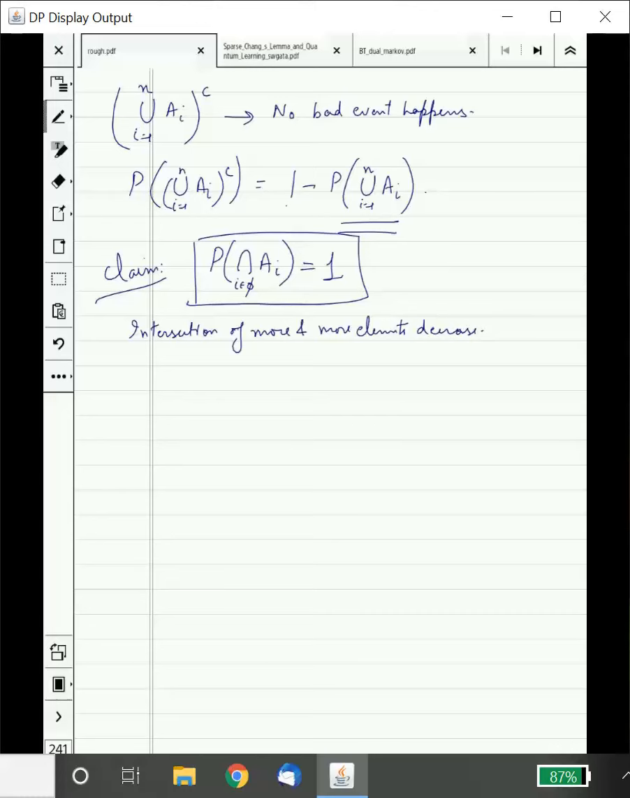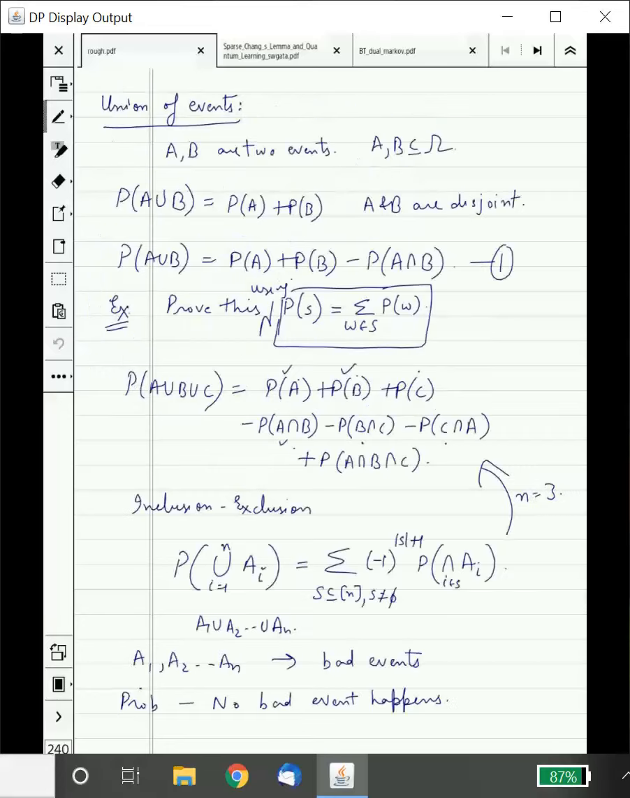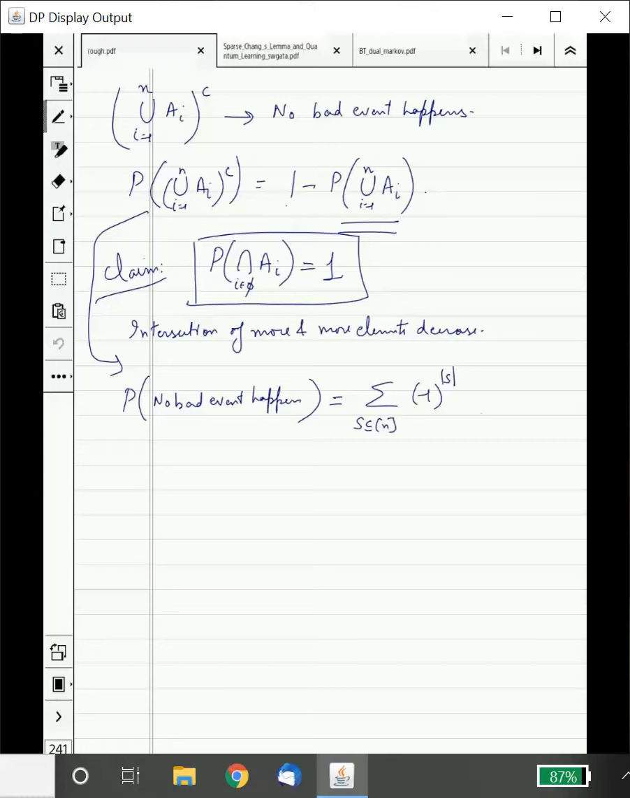So using this, we get the probability that no bad event happens. This is the quantity which you are interested in. This is summation over S. Now we can take summation over all possible subsets. I will just show you the expression. When I take 1 minus this thing, the minus goes out and we get the intersection over i an element of S. So this is our formula for no bad event happening, where A1, A2, ..., AN are all the bad events.